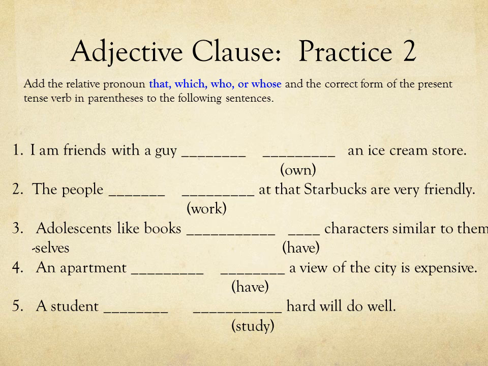Add the relative pronoun that, which, who, or whose, and the correct form of the present tense verb in parentheses. I am friends with a guy who owns an ice cream store. Why did I put S on owns? Because the adjective clause is describing guy, a singular noun. Number 2.